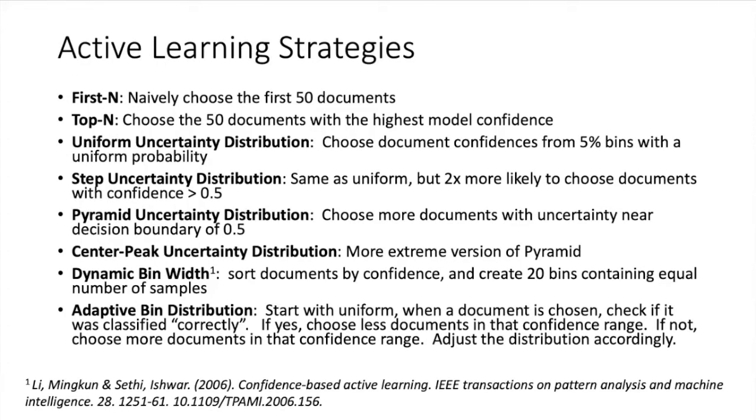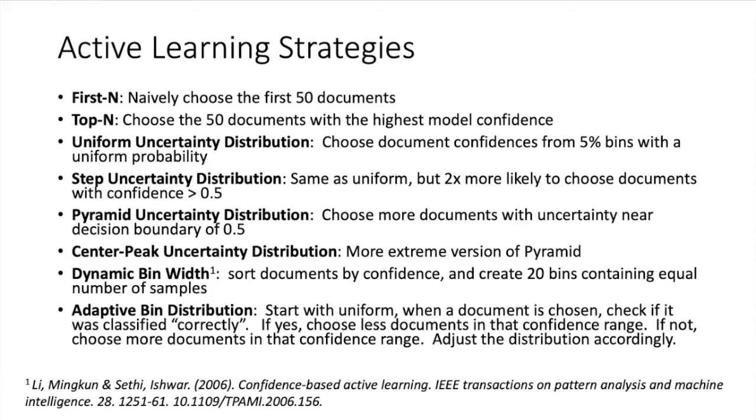So this is the list of the different active learning strategies we'll be evaluating as part of this experiment. The first is called first N, and this is not an active learning strategy at all, rather just naively choosing the first 50 documents that come in from the pool. So this simulates a strategy where you're not using any discriminating factors and you're just labeling documents as they come in. Top N is going to choose the 50 documents from the pool with the highest model confidence.